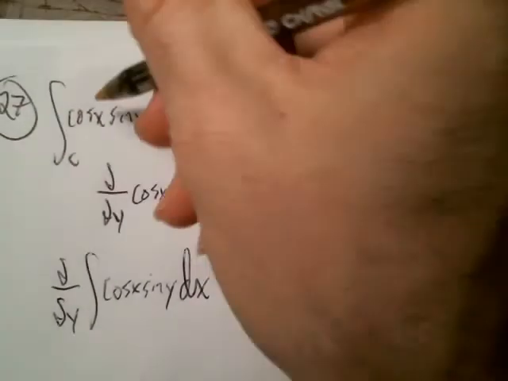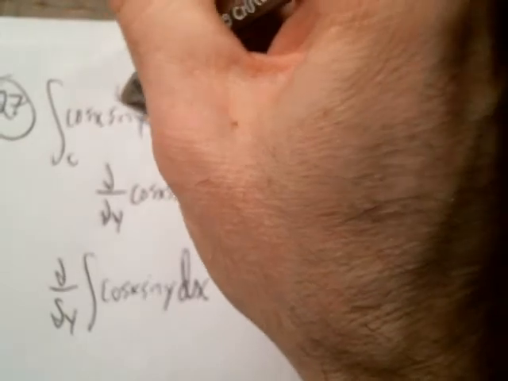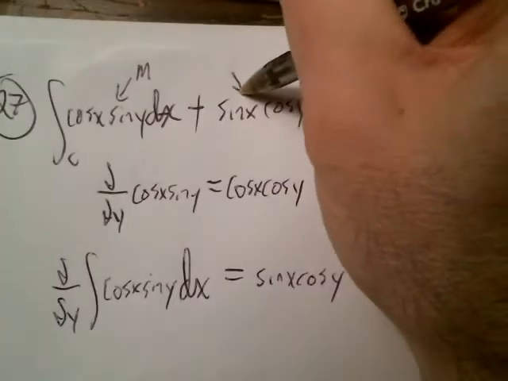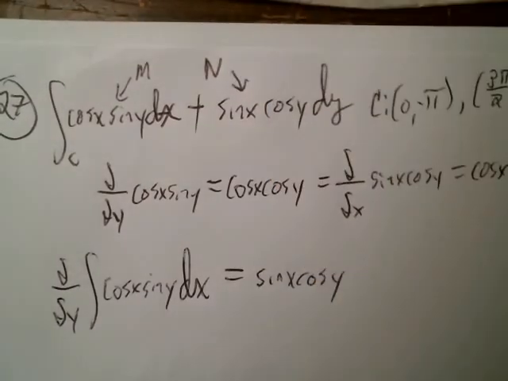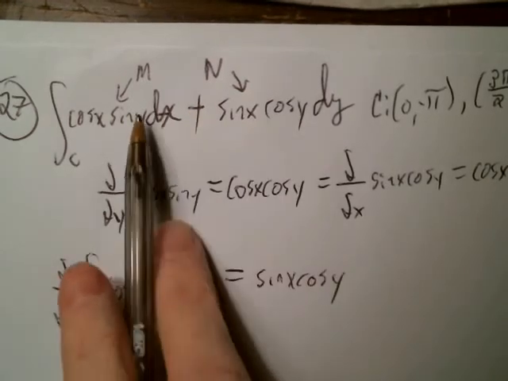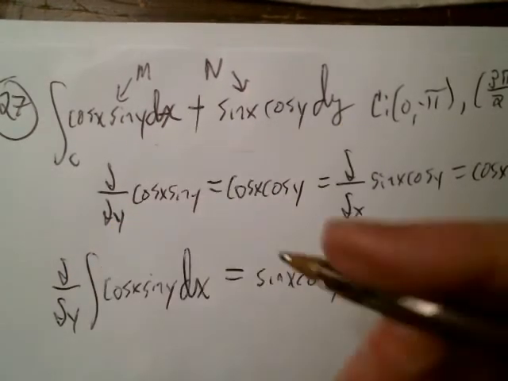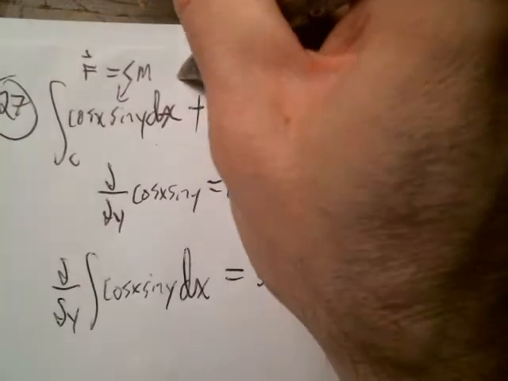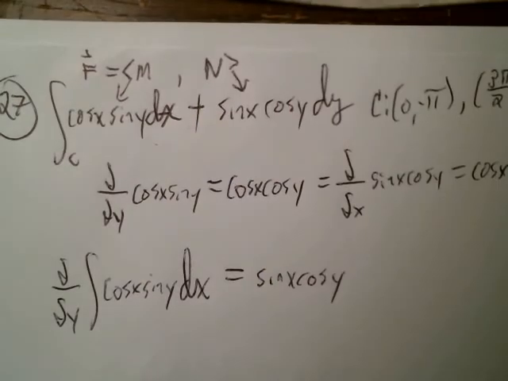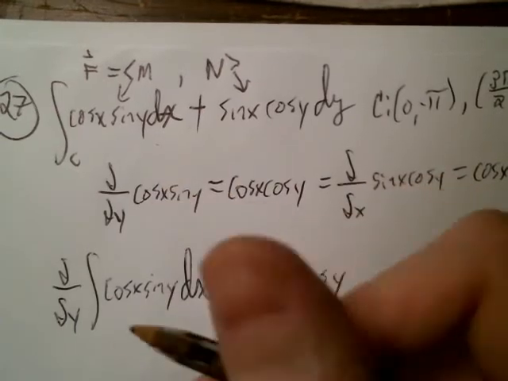So if you're wondering, this is your m, and this thing is your n. The thing with the dx is the m, and the thing with the dy is the n in your vector field. So this would be m comma n. All right, so let's go ahead and get the potential function.